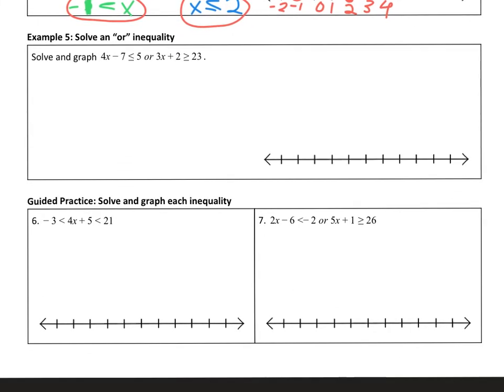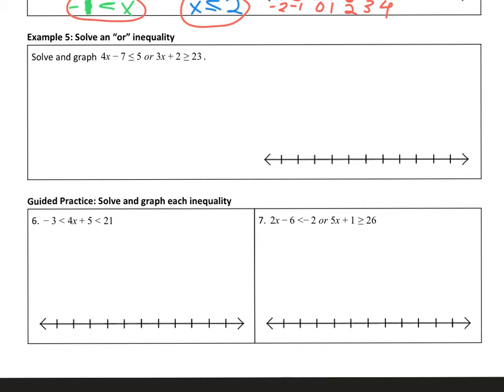Example 5. OR inequalities. OR inequalities are easier to see the difference of the two. Essentially you just solve each of these separately and then graph them mainly separately, and then you've got your graph for that inequality.